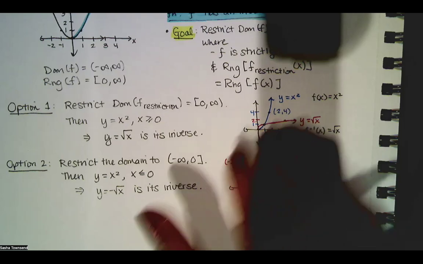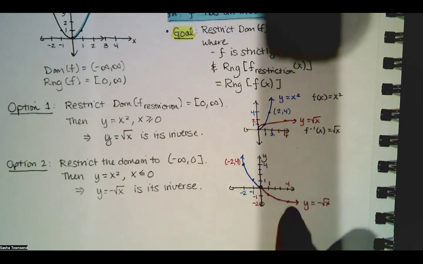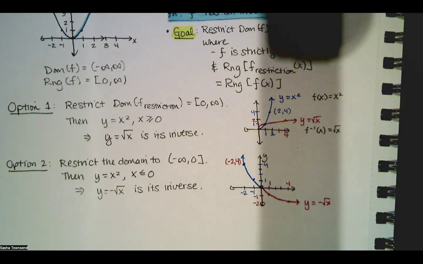But if we restrict this function y equals x squared to either the left half or the right half, we're able to get an inverse function, either the positive square root of x or the negative square root of x, depending on which restriction we choose.